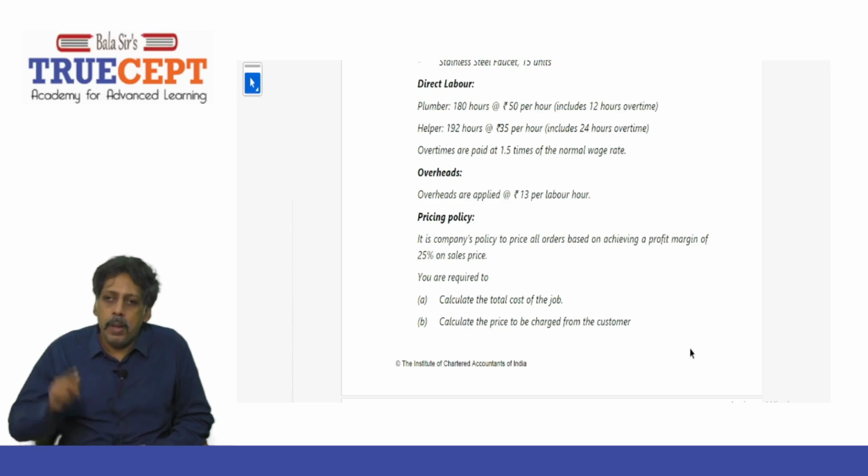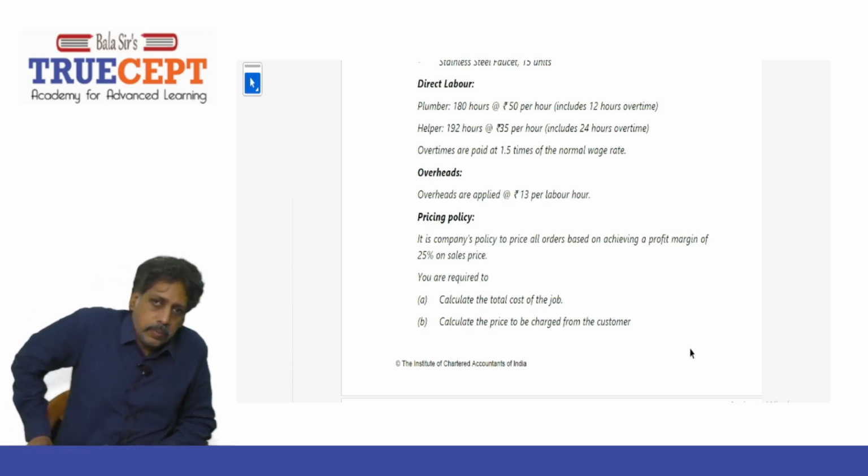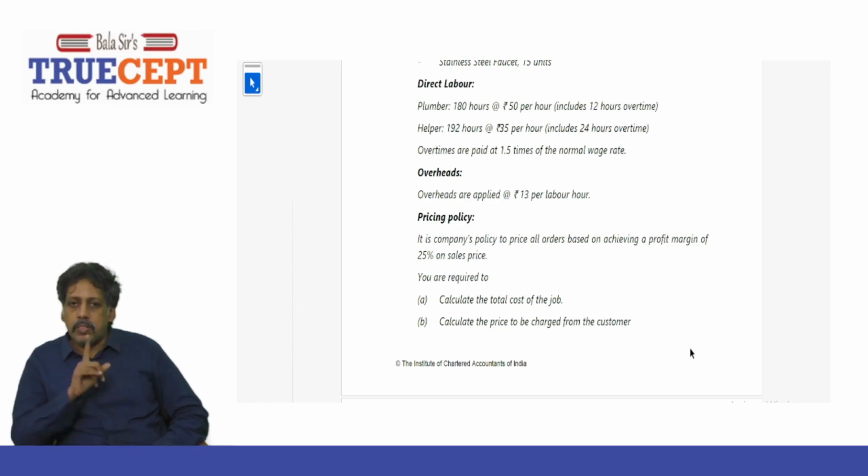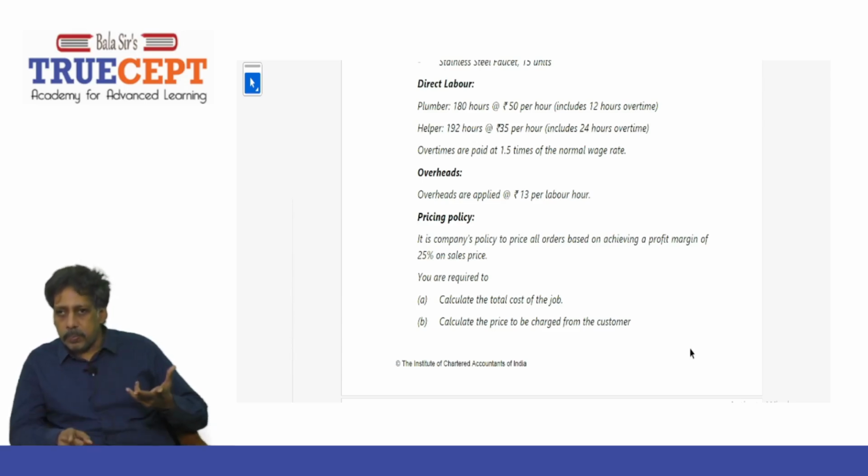Yes, overtime premium. Next, overheads. Overheads are applied at rupees 13 per labor hour. For a change, the factory overheads or production overheads are applied at a rate per direct labor hour instead of a percentage on wages. How much per hour? Rupees 13 per direct labor hour.